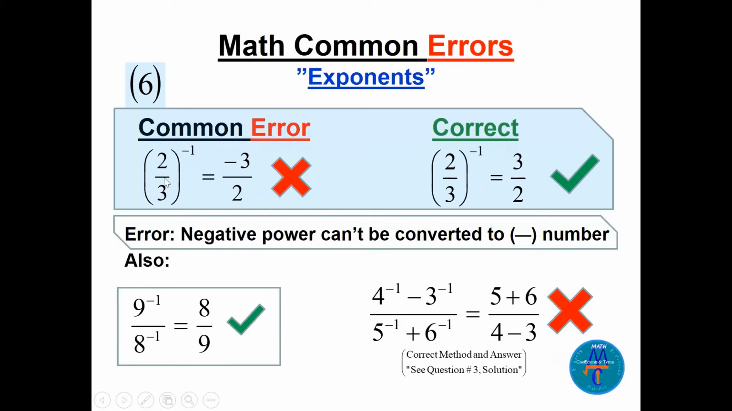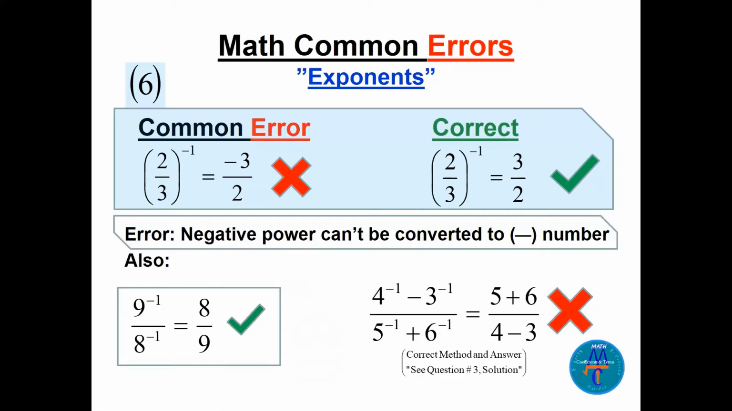Number 6, same idea, but if we have a fraction. 2 over 3 all to the power minus 1. Is this minus 3 over 2 or minus 2 over 3? Completely wrong. The correct formula is 2 over 3 to the power minus 1 is equal to 3 over 2. So you invert the whole fraction. There is no minus.